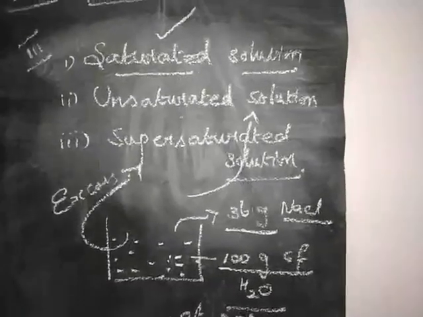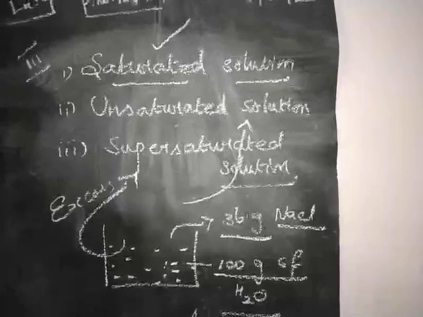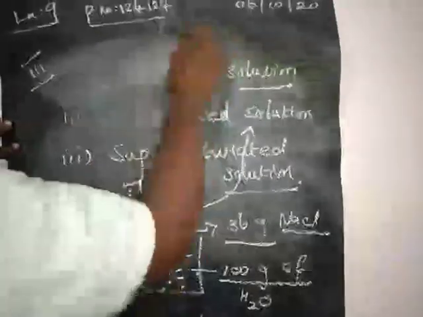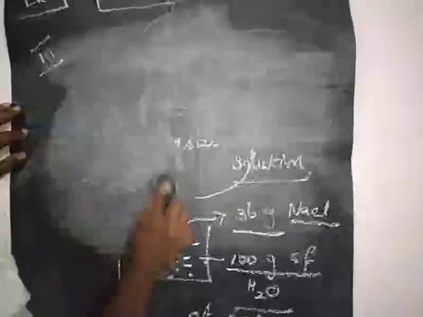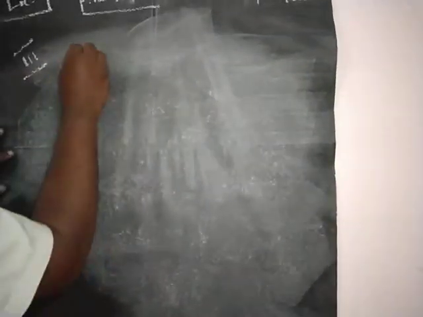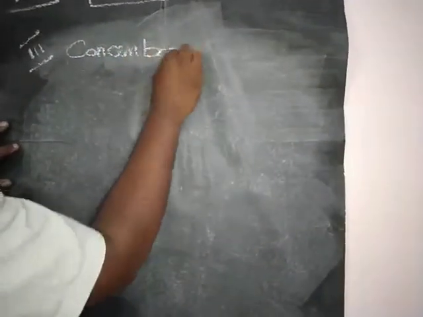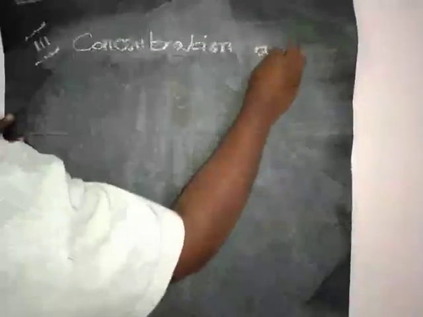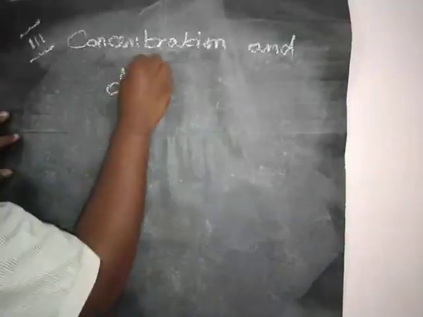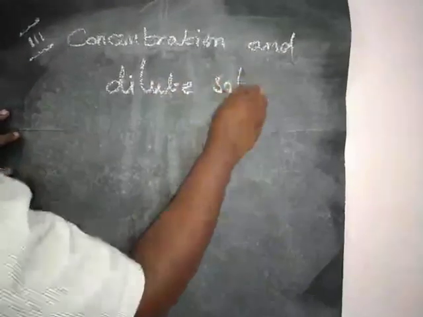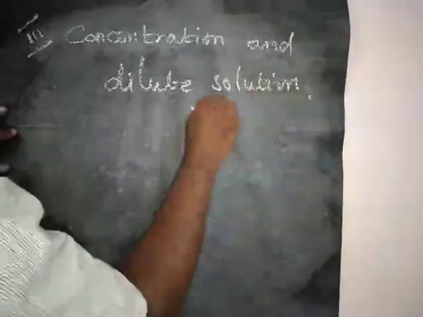One is saturated, another is unsaturated, another is supersaturated. So next, the next category, based on the amount of solute, is based on concentration and dilute. So what is meant by a concentrated solution and a dilute solution?